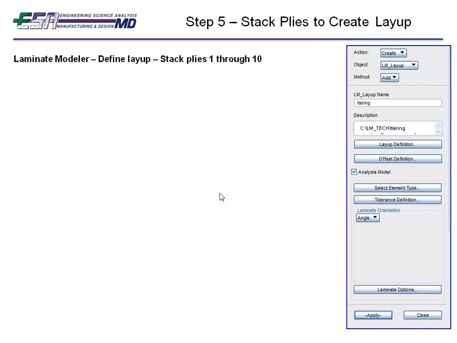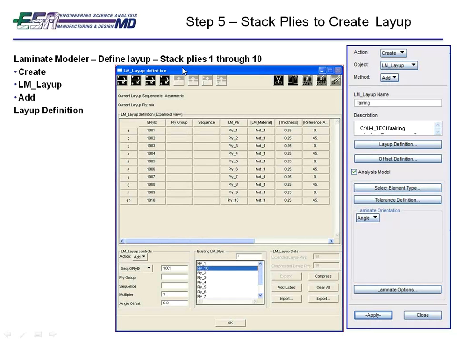Okay. So after we define the plies, we will define the layup. So action is going to be create, object is LM layup, method is add. By clicking on the layup definition button, your layup GUI pops up. These tools on top are different tools for adding, subtracting, and orienting, and so that could be used to define your layup. We won't be going through that in this session, but you guys could explore it yourselves.